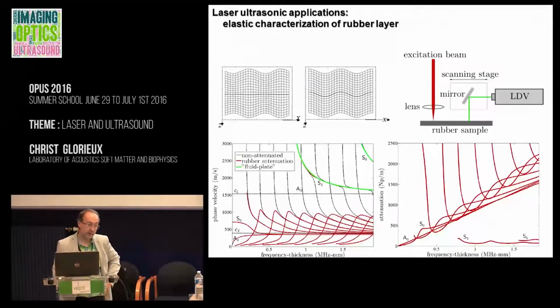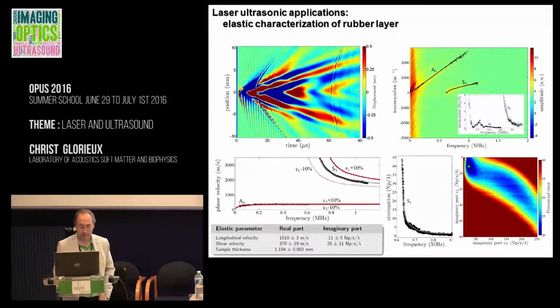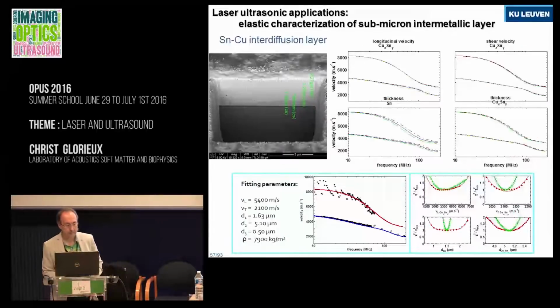This was for rubber, which is quite challenging because it's so attenuating. In rubber plates you have these Lamb waves, yeah? They are modified because of the attenuation. Again, you measure the position-time dependence, you take the Fourier transform, you get a dispersion curve. If you look at the imaginary part you get attenuation information, and so you can characterize materials.